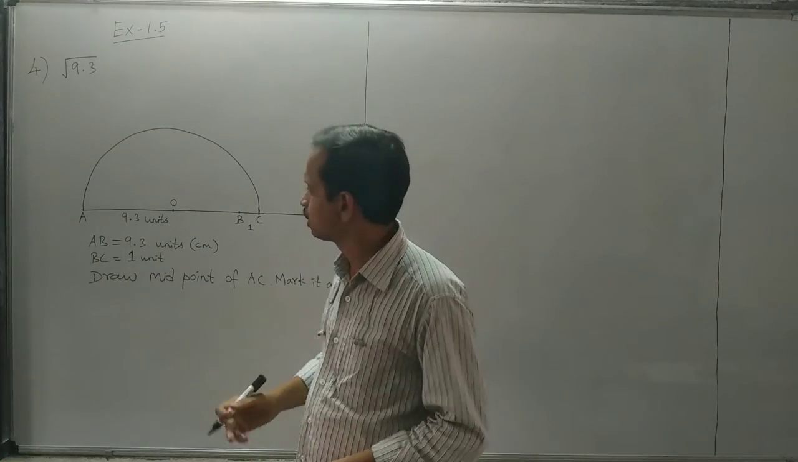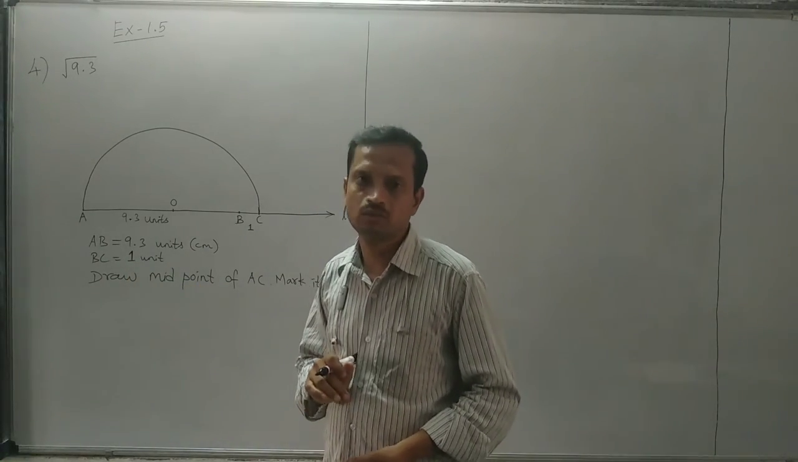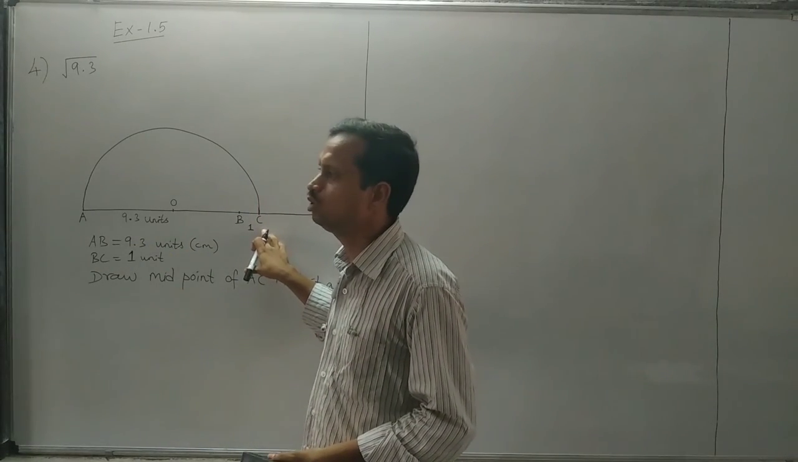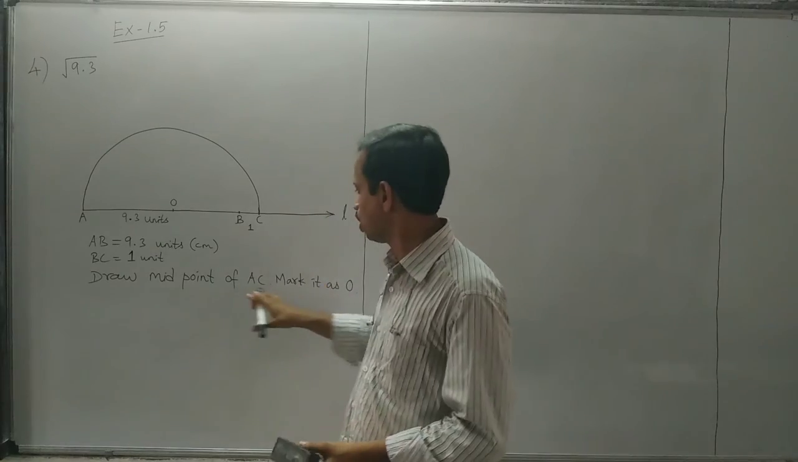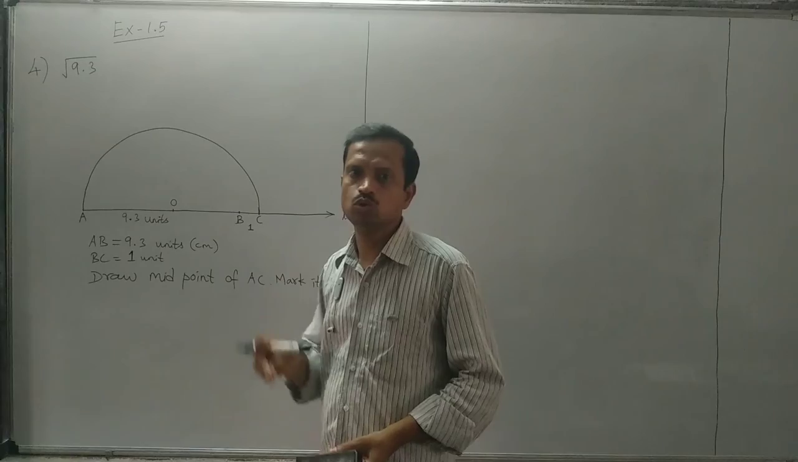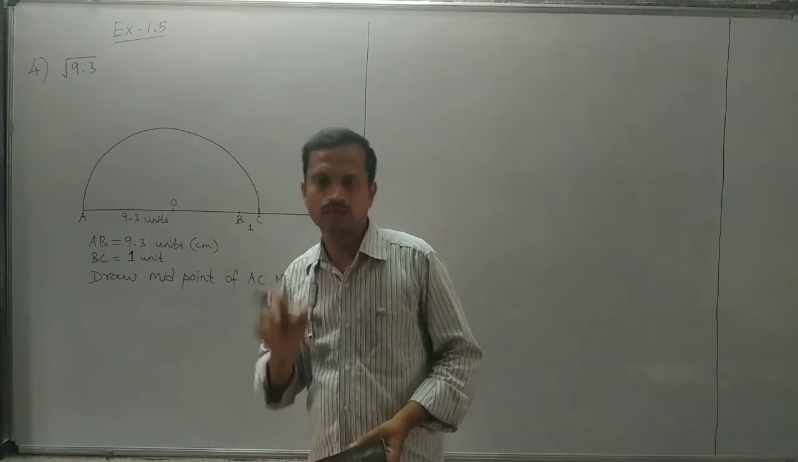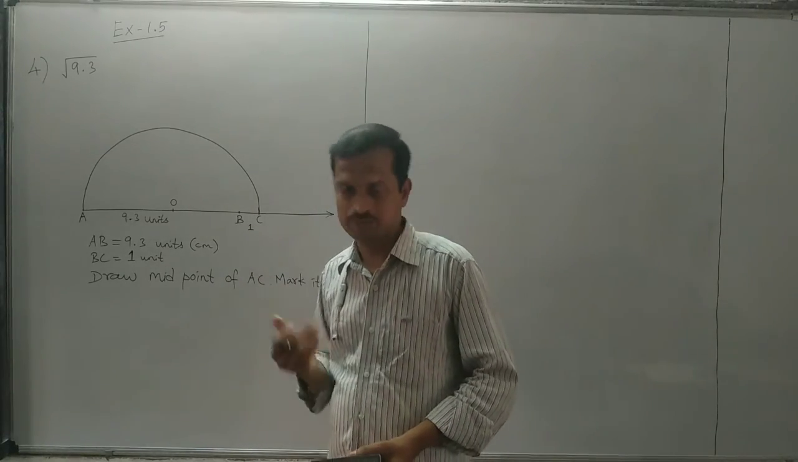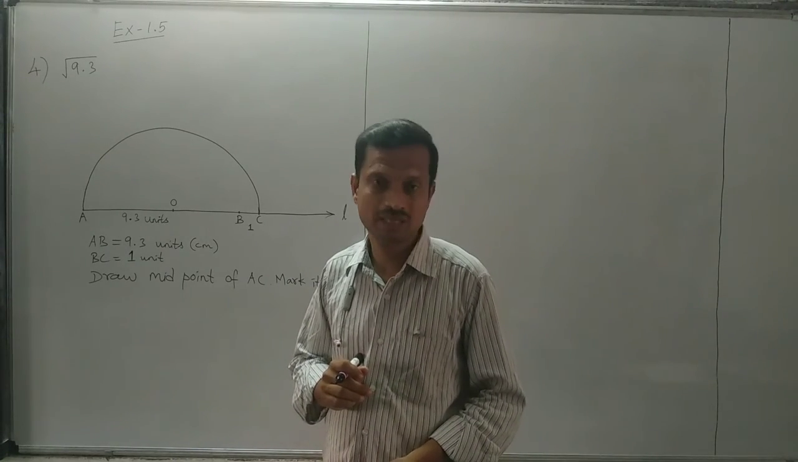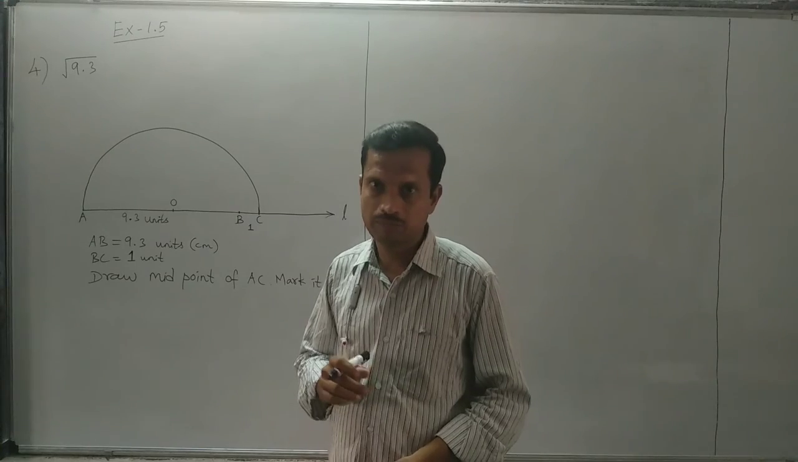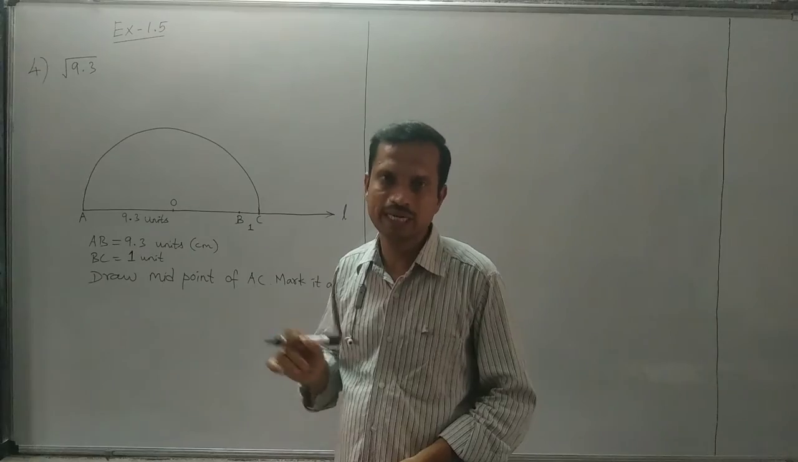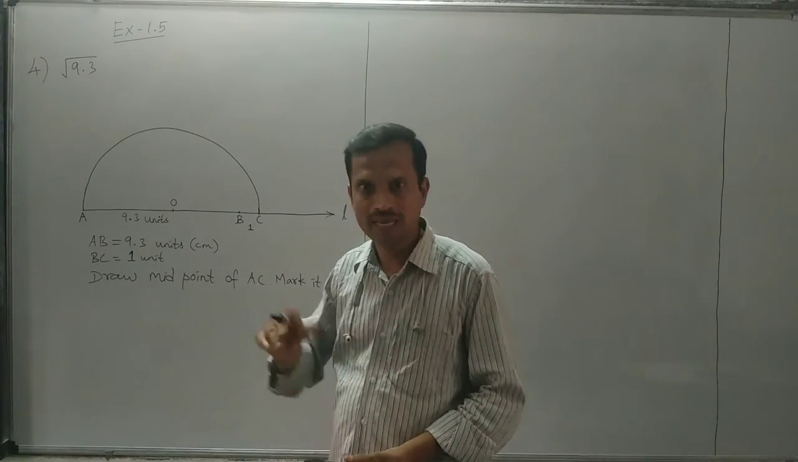And next step, you have to draw a midpoint for AC. For that, we have to draw a midpoint and mark it as O. So this O is the midpoint of AC. How to mark the midpoint of that AC? We can use compass method, that is perpendicular bisector. The method is called perpendicular bisector. Perpendicular bisector of AC. If you draw that, you will get the midpoint O of AC.